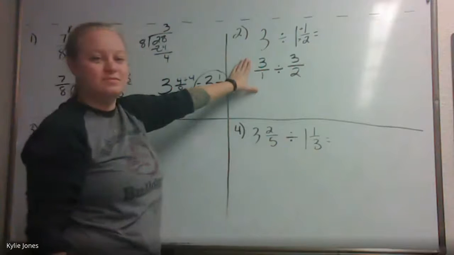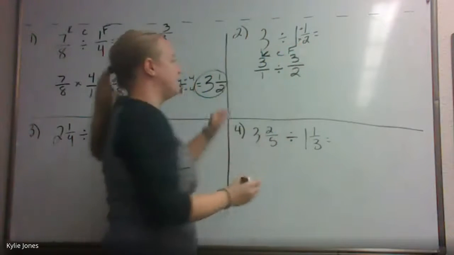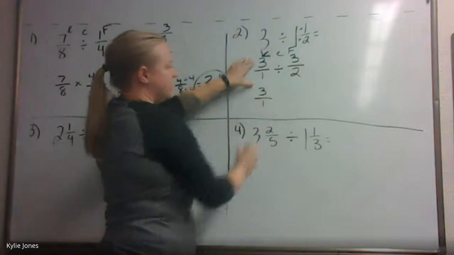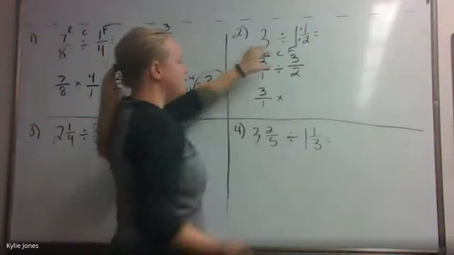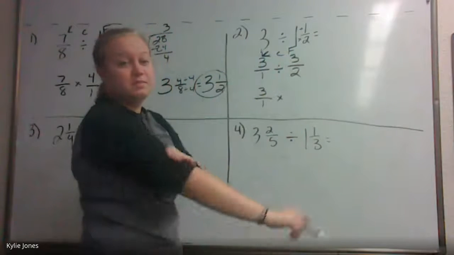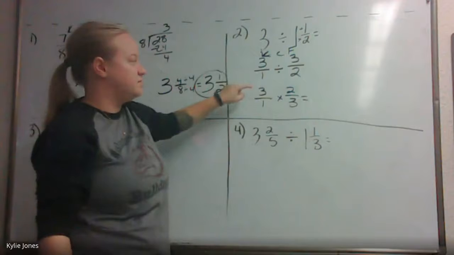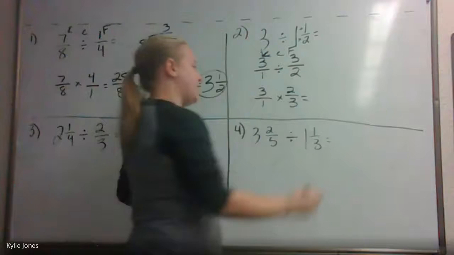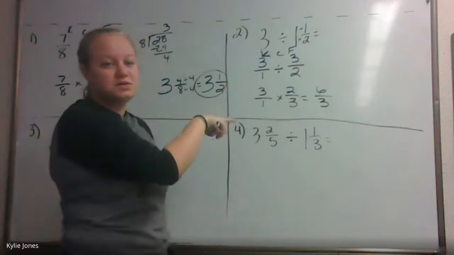And now we need to do keep, change, flip. KCF. Keep 3 over 1 the same. What do I change division to become? Multiplication. Good. And what is 3 over 2 flipped to become? 2 over 3. Good. Now we have 3 times 2, what is that? 6. Good. And 1 times 3. 3. So now we have 6/3.